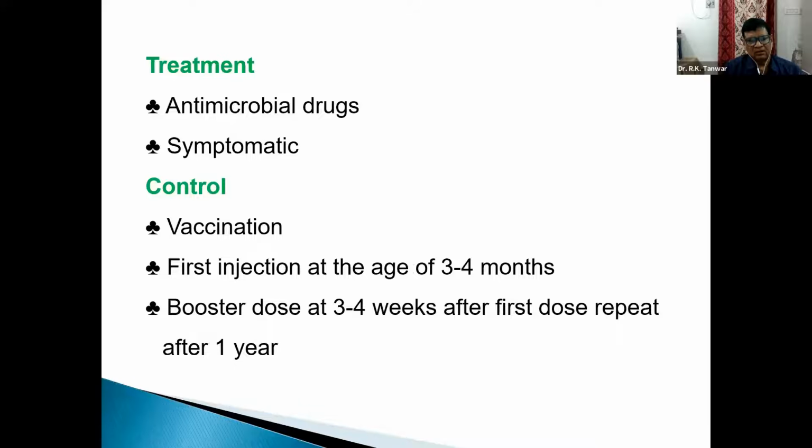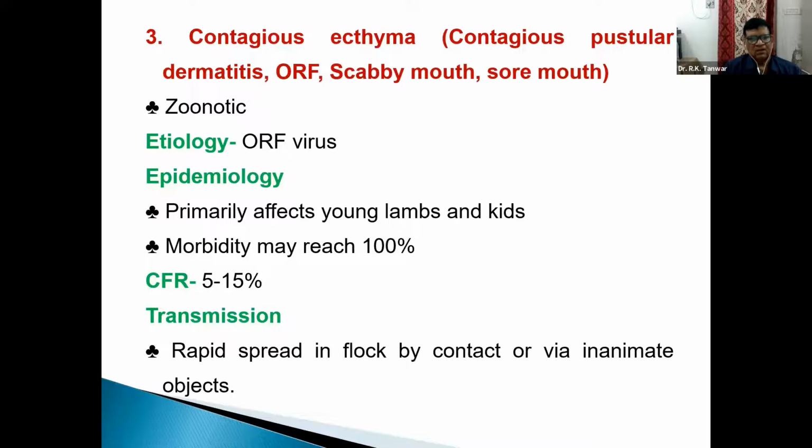For treatment, because it is a viral disease, we have no option except antibiotic drugs and symptomatic treatment. But vaccination is carried out effectively under all standard conditions. Then this is the third viral disease affecting a large population, contagious ecthyma, because in some districts there is 100% morbidity, but the case fatality rate is less. Transmission is very fast, by contact or through inanimate objects.